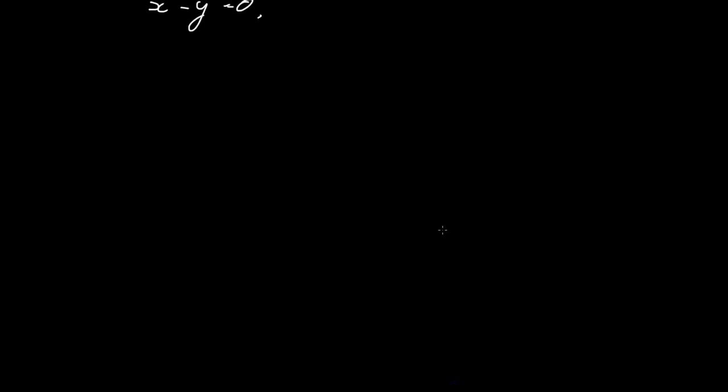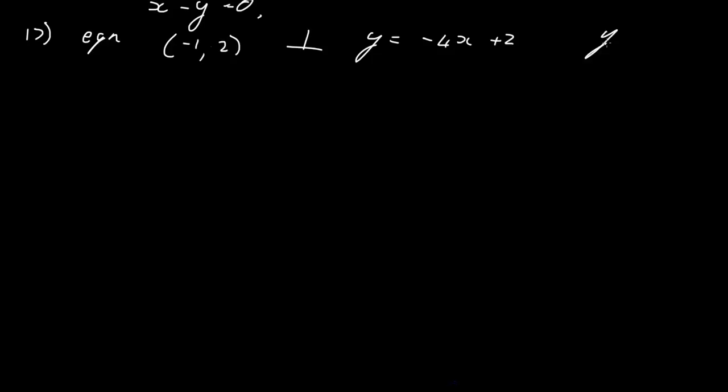Okay, question 17. Says, calculate the equation of the line. So find the equation of the line that passes through the point -1 and 2, and that is perpendicular to the line y equals -4x plus 2. Okay. And they don't say what form to leave it in, so we're going to leave it in gradient form. So we're going to leave it as y equals mx plus c, which is the best form.